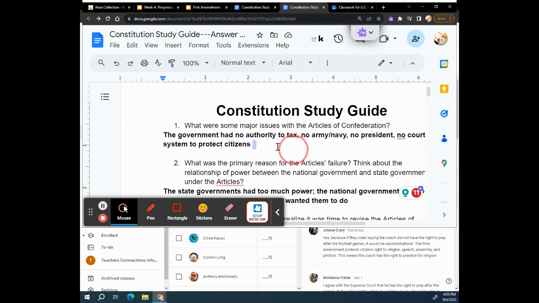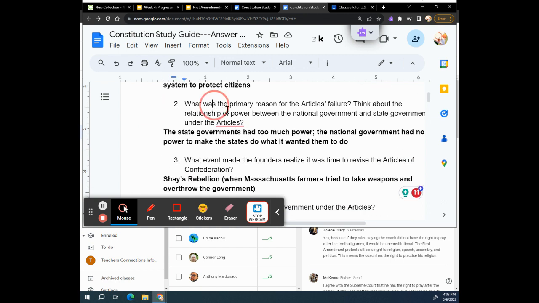So all of these were reasons why the Articles failed, but this one specifically is key. The primary reason for the Articles' failure, okay? The big key with this is that the states had way too much power. The national government basically had no ability to make the states do what it wanted. What the national government wanted the states to do, the states could pretty much do whatever the heck they wanted. So that's the key takeaway. The states had too much power. The national government did not have the ability to force the states to do what was needed.